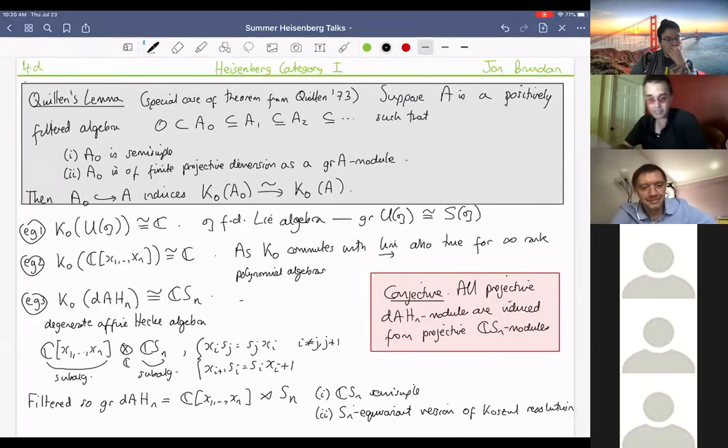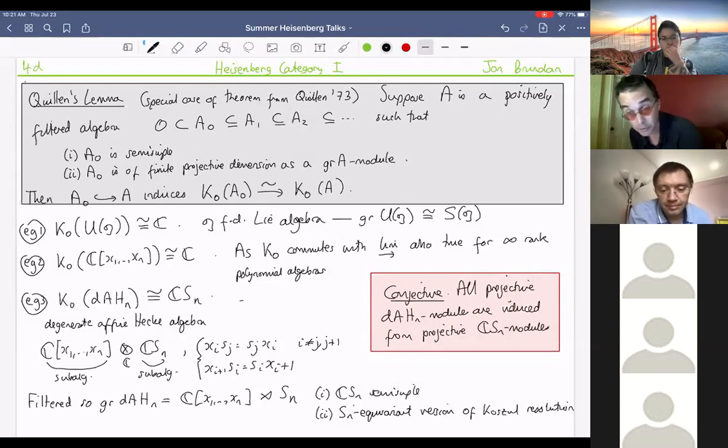Let me just write in a conjecture there. Actually, I think that all projective modules over these degenerate affine Hecke algebras should just be induced from projective modules over the group algebra of the symmetric group. I think that's quite an interesting problem. I tried a little bit and couldn't do anything. Of course, that would be somehow a generalization of Quillen's result to this setting.